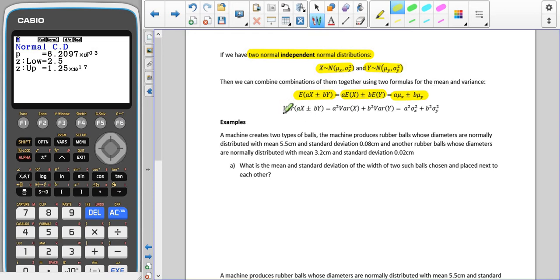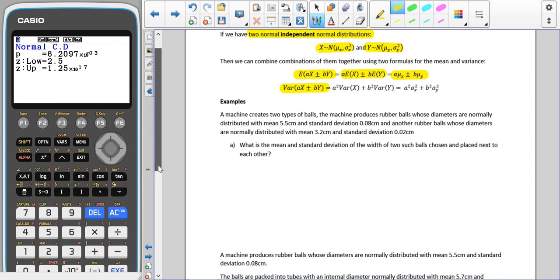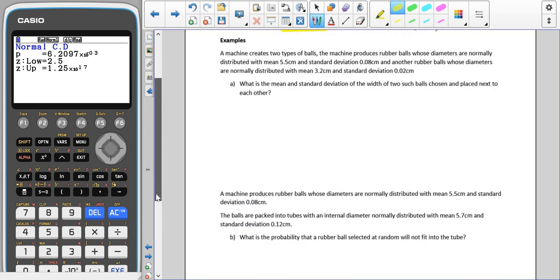And similarly for the variance, but this time notice, because we have lots of the same x, that's going to be a squared var of x, plus, because we always add for the variance, b squared var of y, which means that we'd have a squared sigma x squared plus b squared sigma y squared. So we're going to have a look at some examples of this.